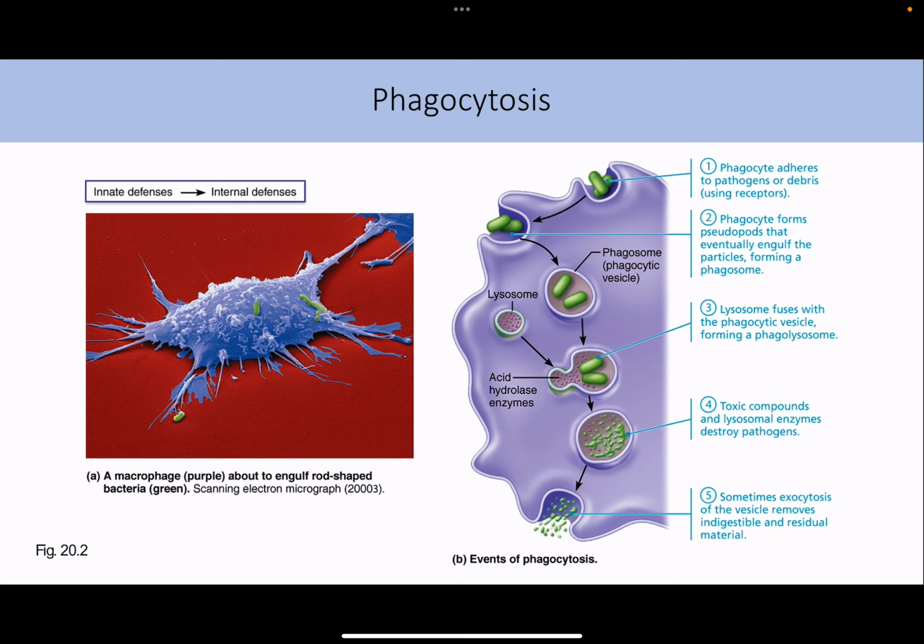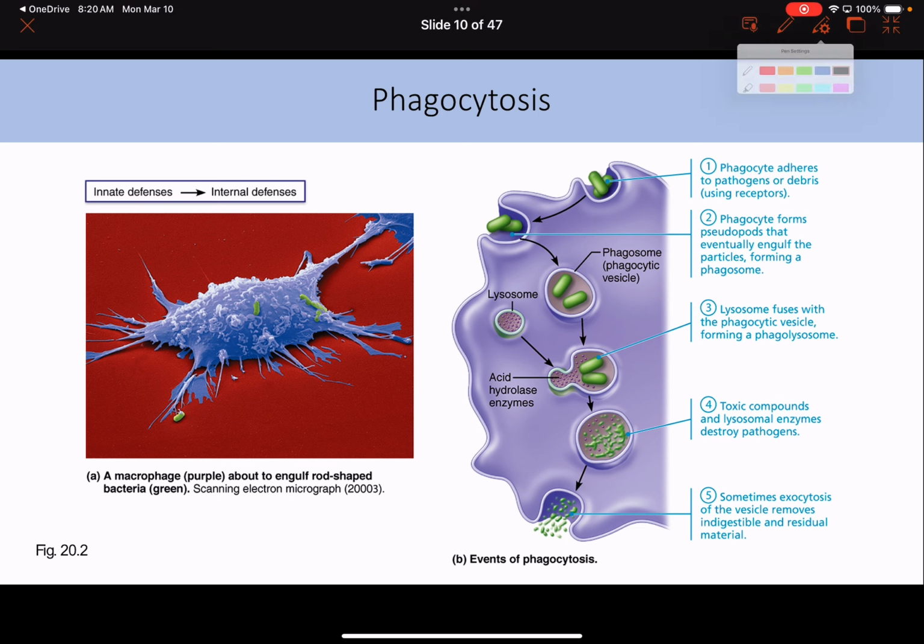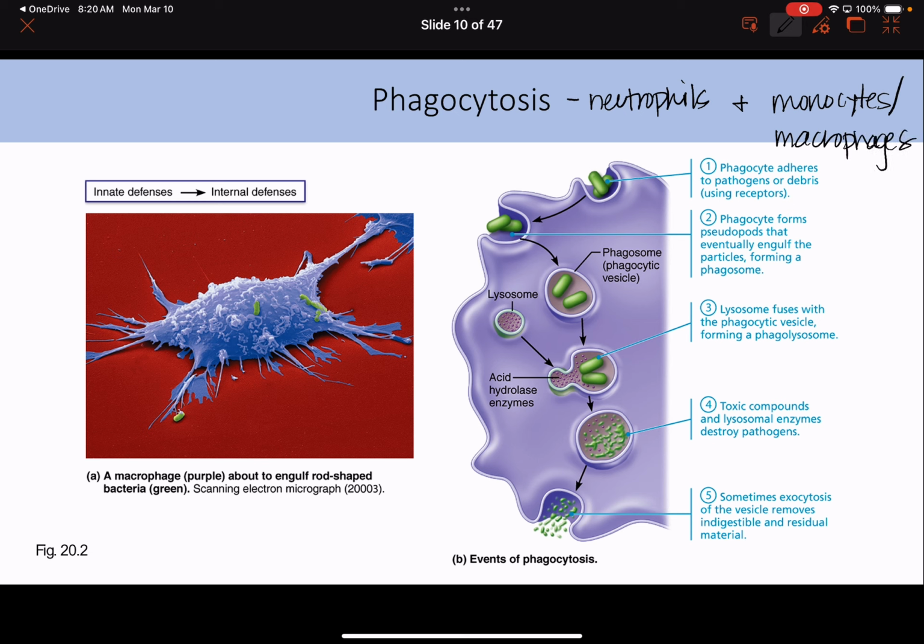So phagocytes include our neutrophils and macrophages, or monocytes. It all depends on what their location is, what we call them. But what do neutrophils fight off? Bacteria specifically. These are the only ones that are part of our innate defenses that are kind of specific. They can fight off other things as well, but their main target is bacteria.